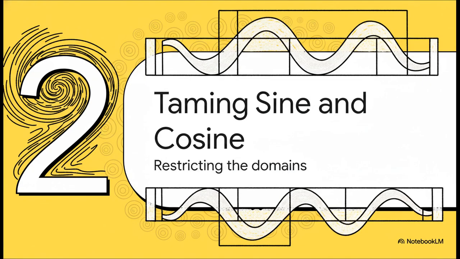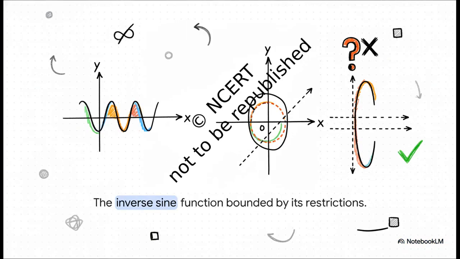Section 2. Taming sine and cosine. Restricting the domains. But of course, mathematicians don't just give up. The basic rule for an inverse function is that it's just a mirror image reflected perfectly across the diagonal line y equals x. Notice what happens when you take that original horizontal sine wave and literally flip the x and y axes. You get this really cool vertical snake-like curve.